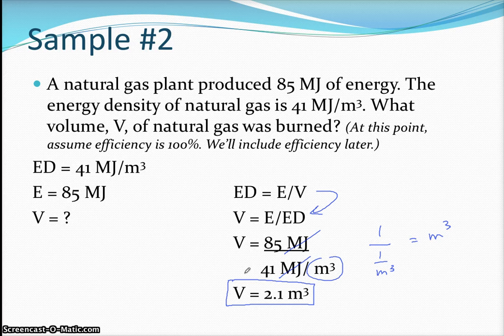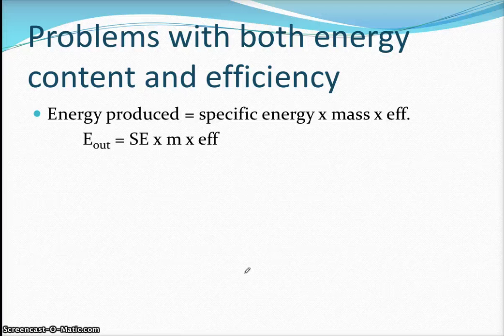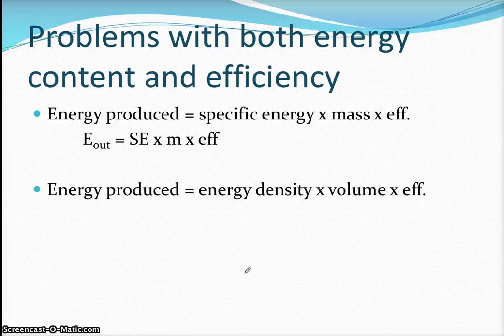Alrighty, so let's move on and look at problems where we combine efficiency with these. One way of looking at this, if you prefer to have equations to work with, is you can say the energy produced is your specific energy times your mass times your efficiency. You can say energy produced or energy out, and then there's an algebraic way of saying it.